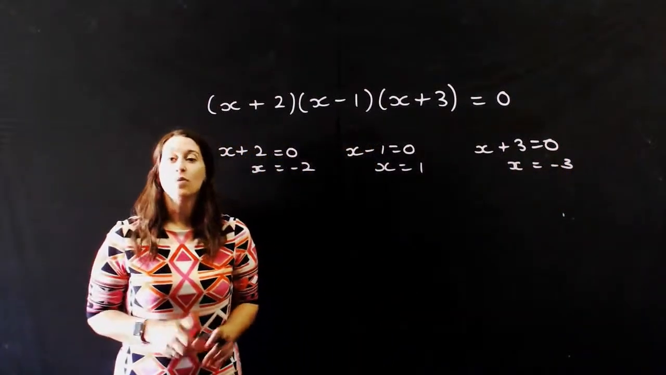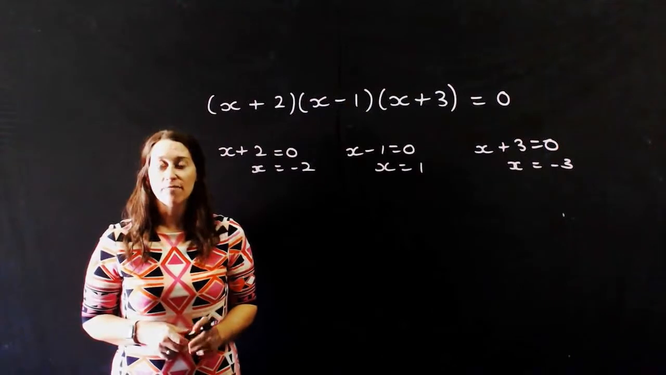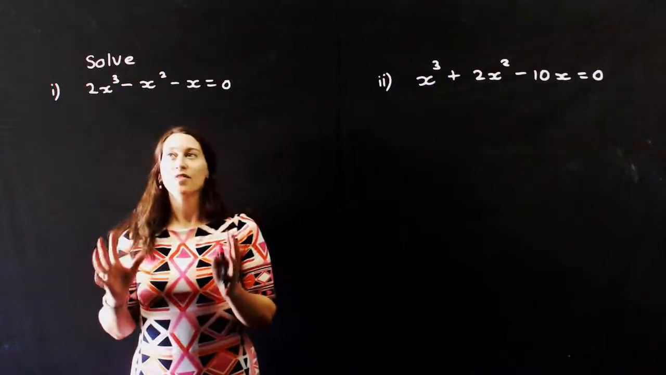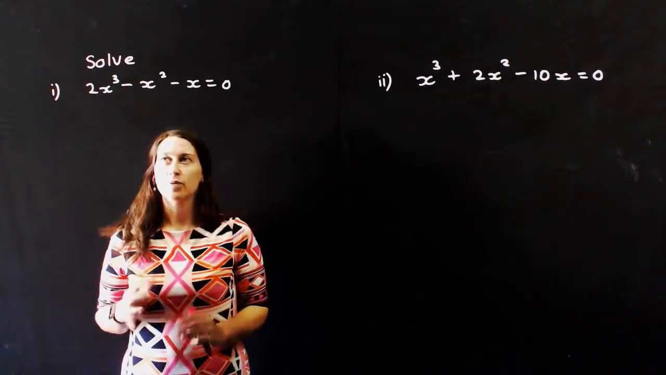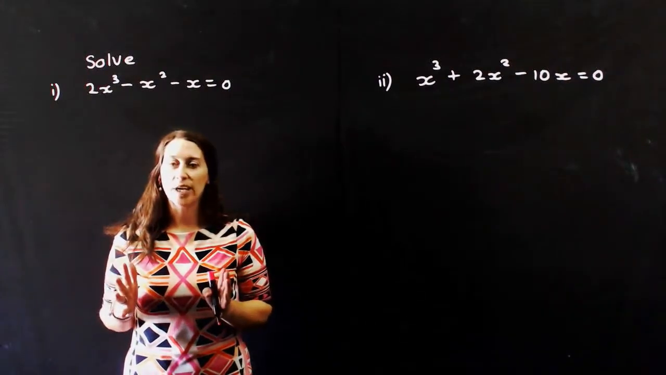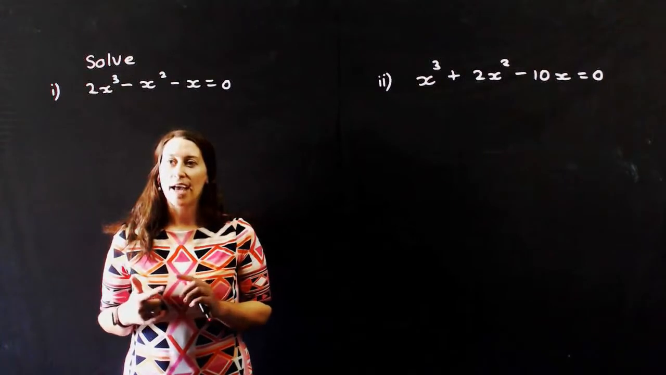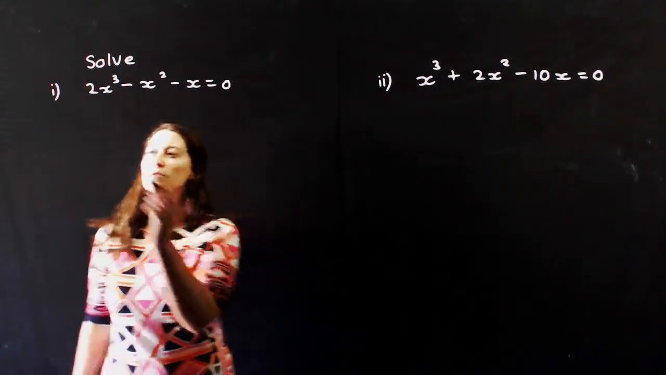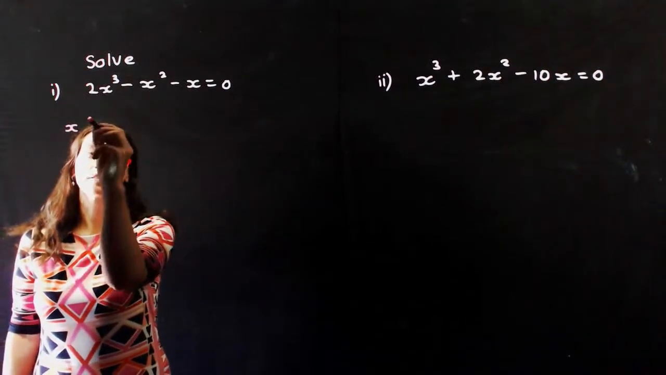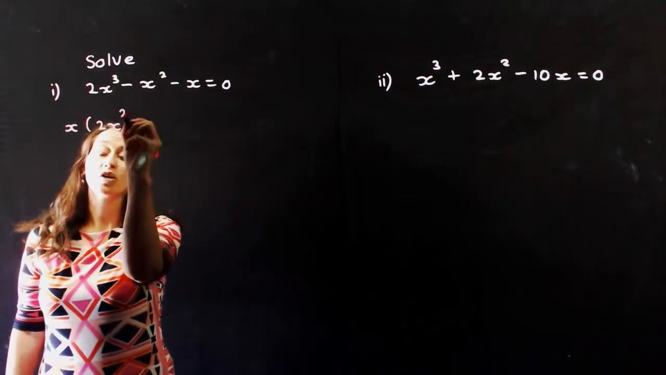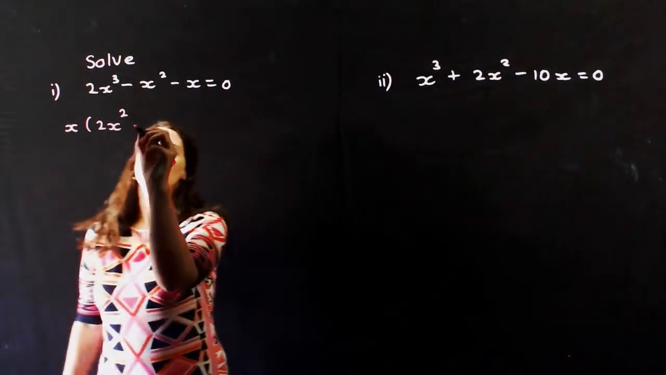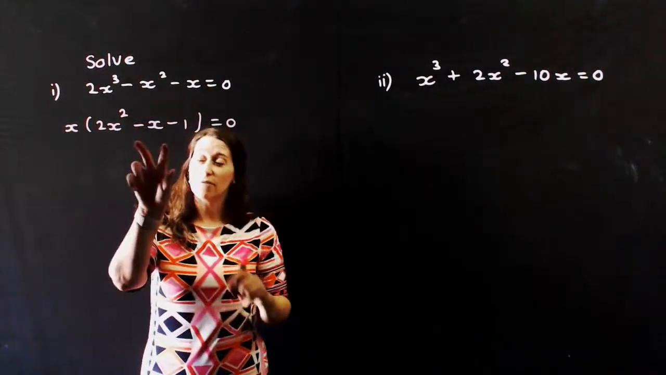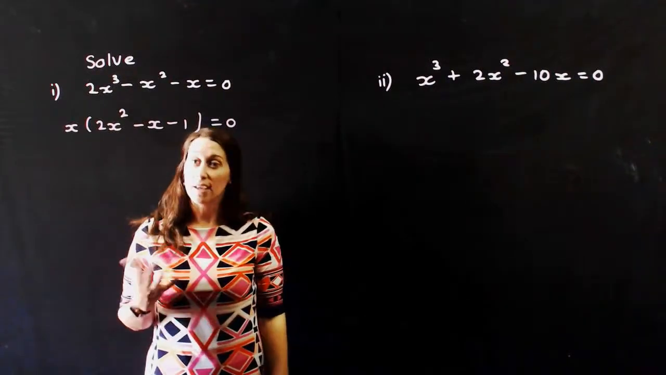Now let's look at a case where we haven't been given the cubic in factorised form and we need to solve that. Let me just clear some space. So let's look at this first equation here. We've got to solve this one. Looking at that equation, every term on the left hand side has an x as a factor. So the first thing I'm going to do is pull out x as a factor, which leaves me with a quadratic in the bracket, like so.